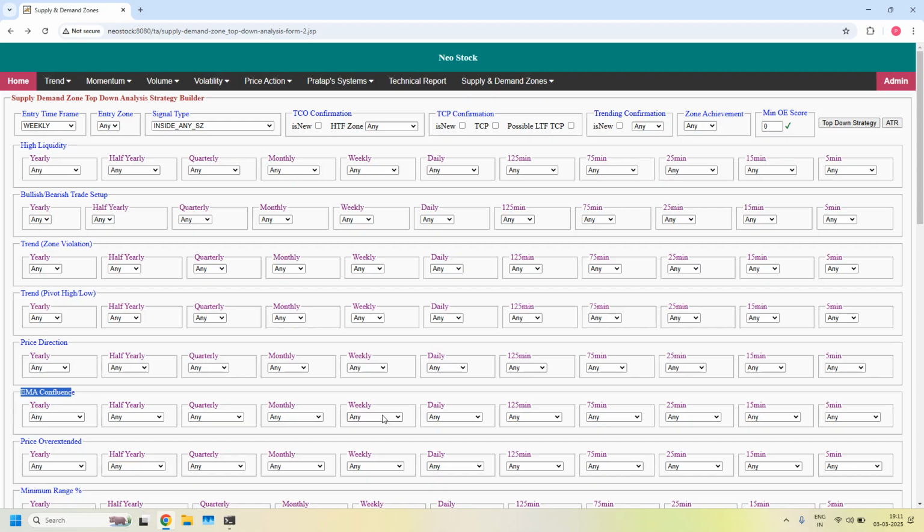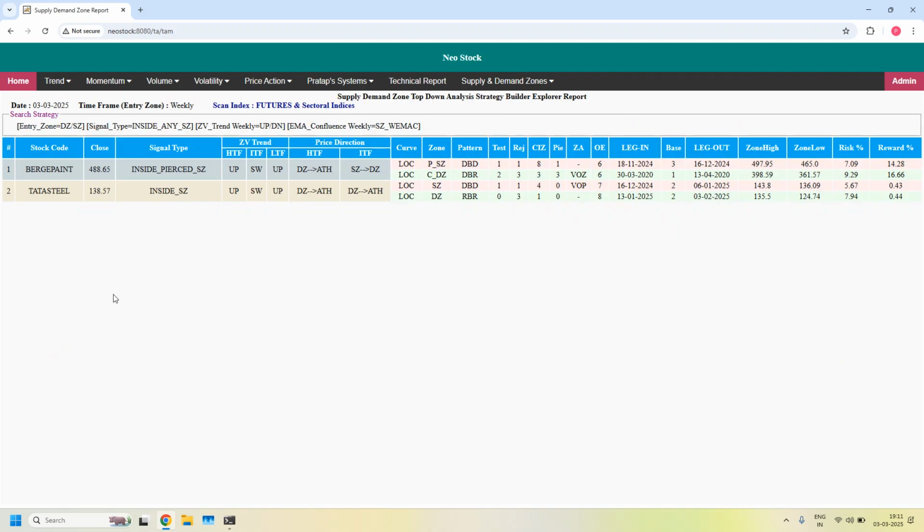In the EMA confluence, weekly supply zone having weekly EMA, and trend on the weekly should not be sideways. It can be up or down. Only 2 stocks are filtered. These 2 weekly supply zones are having weekly EMA confluence.